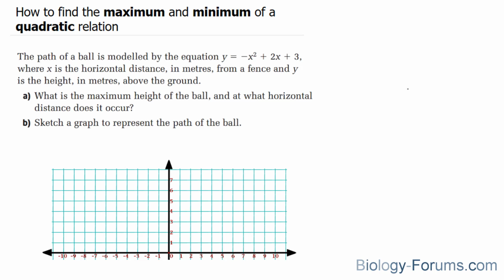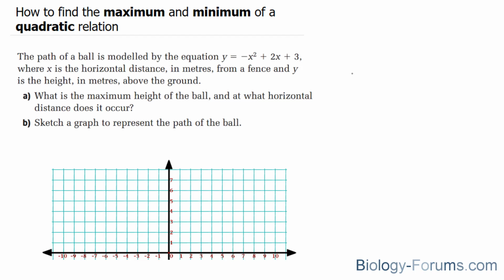In this video, I'll show you how to find the maximum and minimum of a quadratic relationship. The question reads, the path of a ball is modeled by the equation y is equal to negative x squared plus 2x plus 3, where x is the horizontal distance in meters from a fence, y is the height in meters above the ground. What is the maximum height of the ball, and at what horizontal distance does it occur? Sketch a graph to represent the path of the ball.